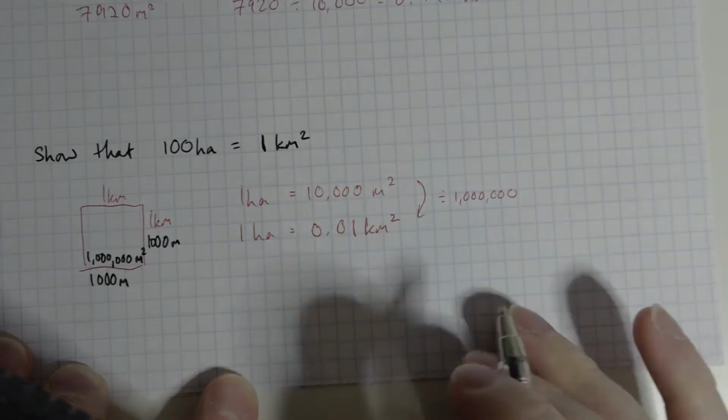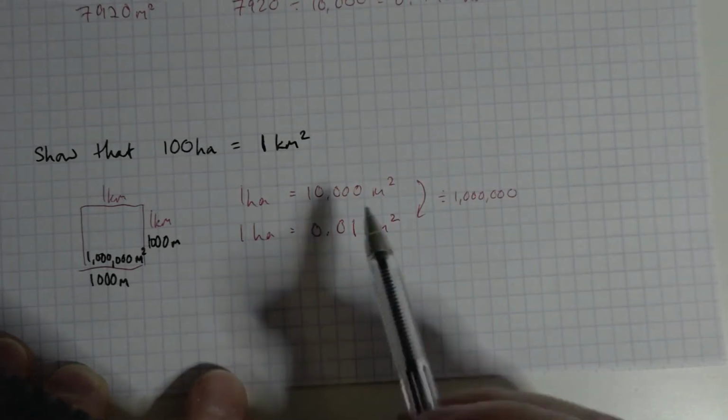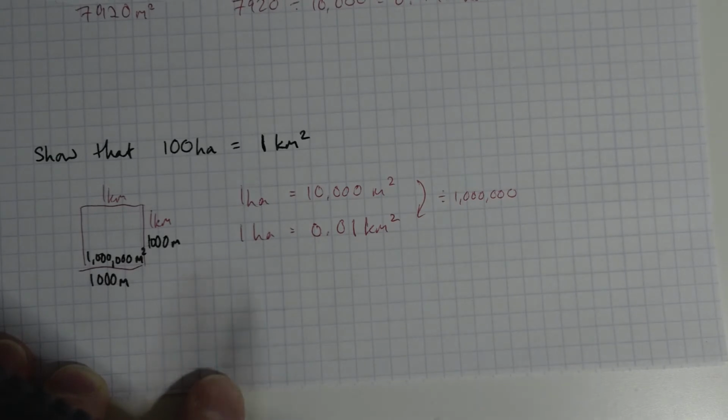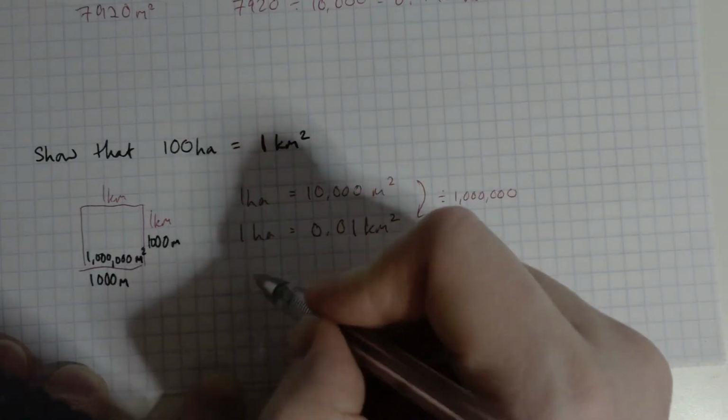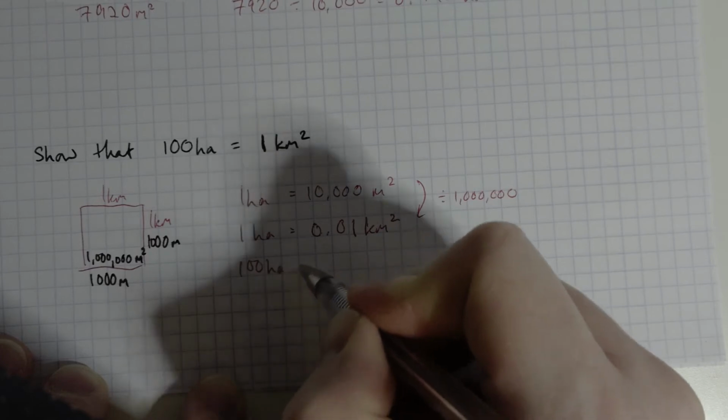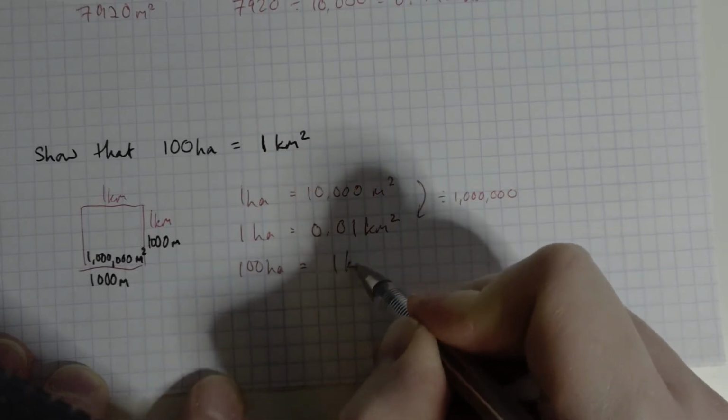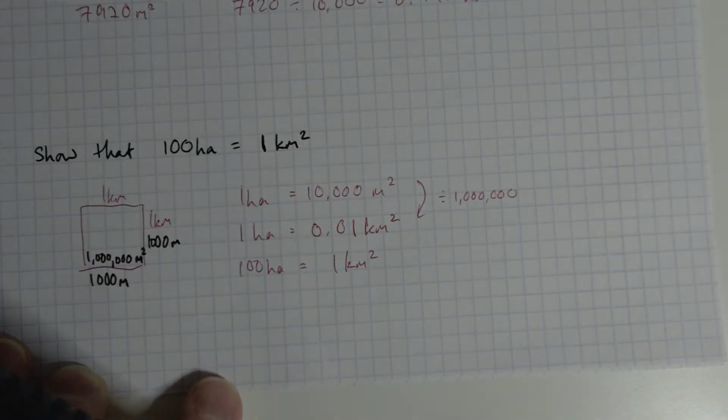In order to change the units, I'm not making it a million times smaller, I'm just changing the units here. And then I multiply both sides by 100. Times that by 100, you get 100 hectares. Times that by 100, you get a whole square kilometre.